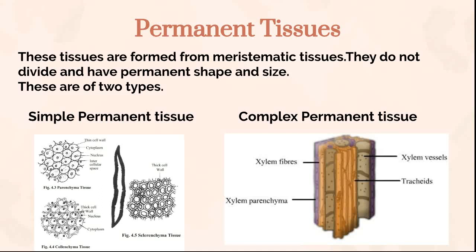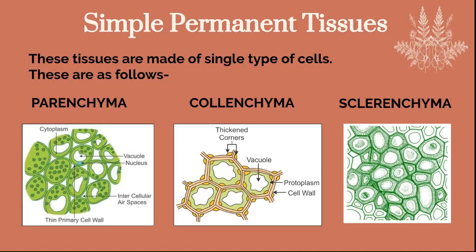Now, permanent tissues are of two kinds: simple permanent tissue and complex permanent tissue. We'll be dealing with both the tissues in this chapter. First, we will take up simple permanent tissue. In simple permanent tissue, we again have three types: collenchyma, parenchyma, and sclerenchyma.